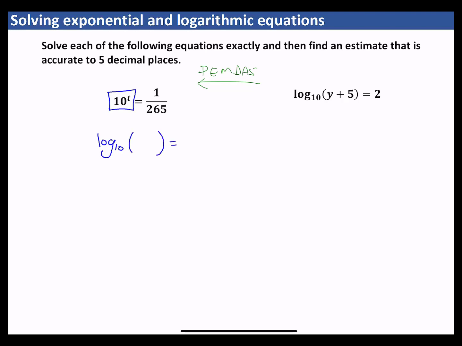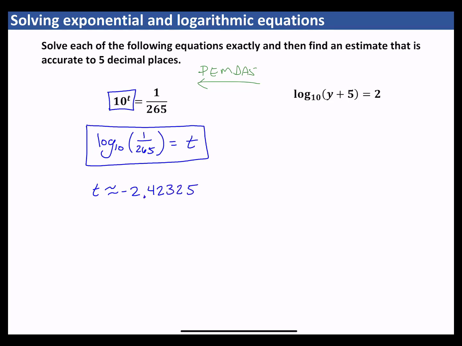Log base 10 of 1 over 265 is going to equal the power to which we raised 10 to get 1 over 265. So this is our exact answer for t, log base 10 of 1 over 265. And if you use Desmos or a calculator, you will see that t is approximately negative 2.42325. You should definitely pause the video and make sure you can actually get that decimal approximation on your technology.